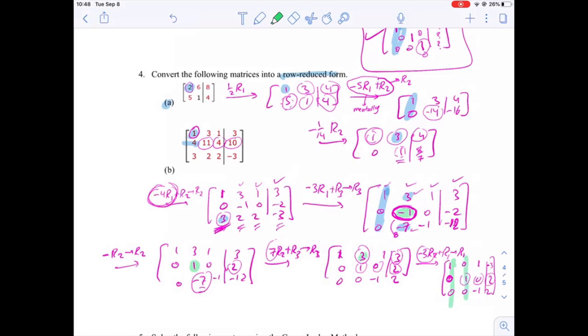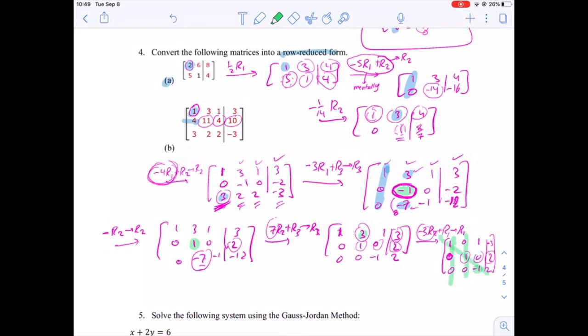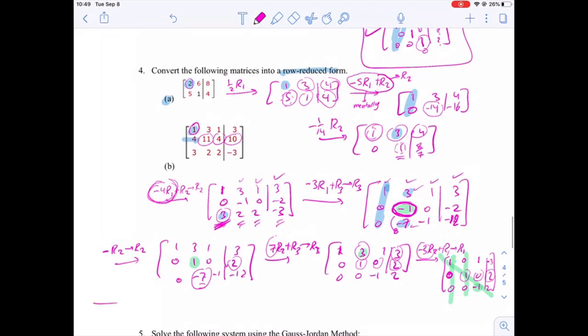Okay, now we have 2 unit columns. Now we need to make this number here equal to 1 because we want the numbers on the main diagonal equal to 1. So how can we make that 1? We just multiply by -1. So negative times row 3 and replace it with row 3. That will give this row 0, 0, 1 and -2.